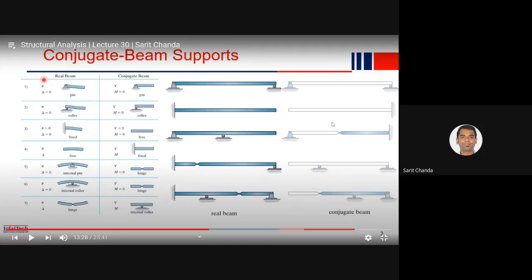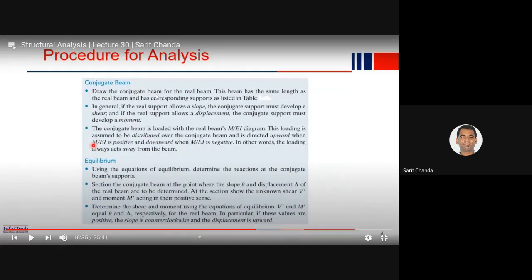So like that, you have to convert all the supports from real beam to conjugate beam. That's what is explained in this slide. And next we discussed the procedure for analysis. First, you have to draw the conjugate beam, and then you calculate the shear force and bending moment diagram in the conjugate beam, which will directly give you the slope and deflection in the real beam.